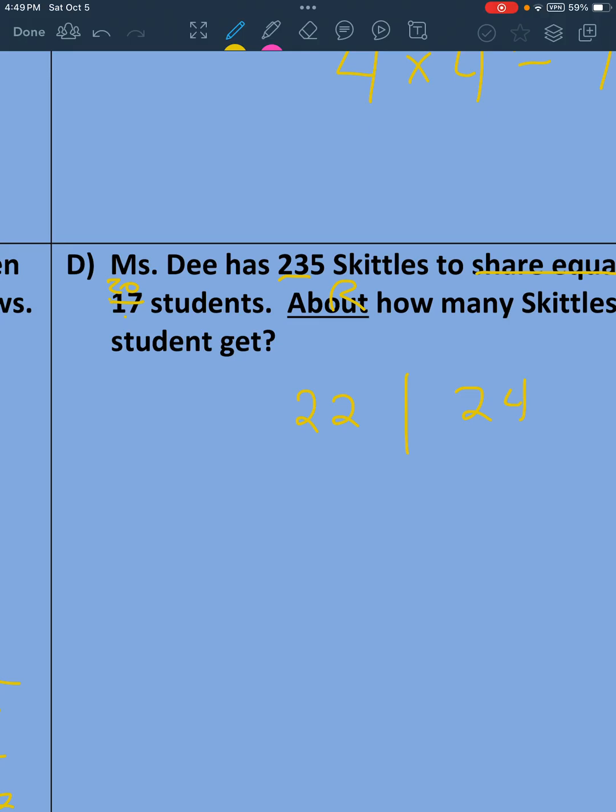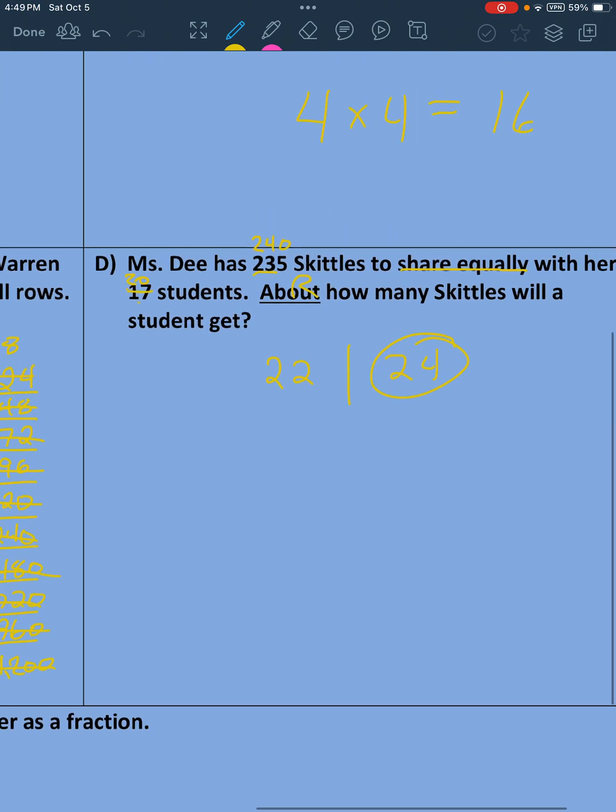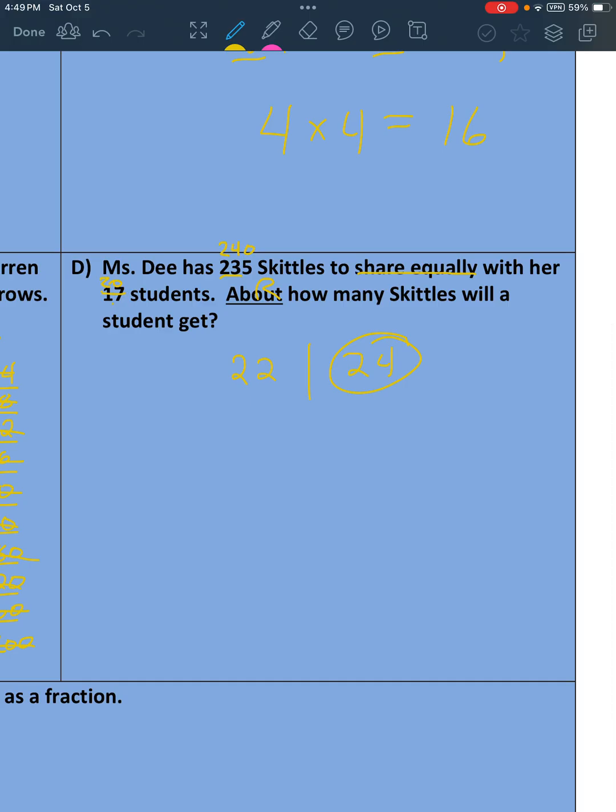Whenever I'm in the middle, I always go to the end, 24. So I'm going to round 23 to 24. The 5 becomes a 0. So my division problem is going to be 240 divided by 20.